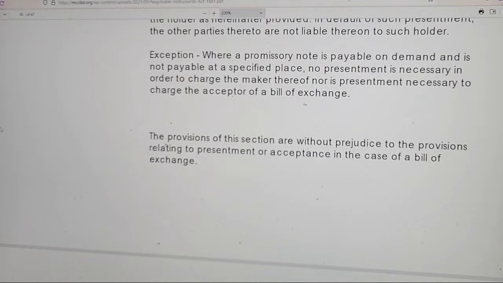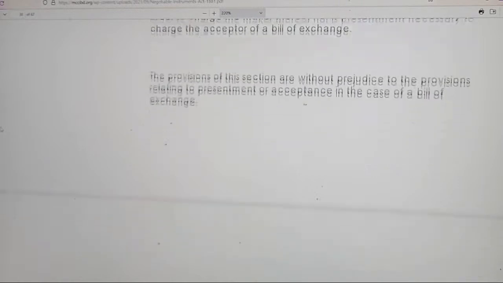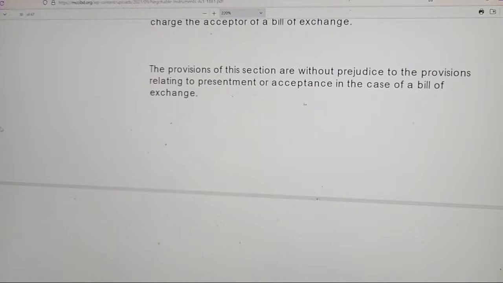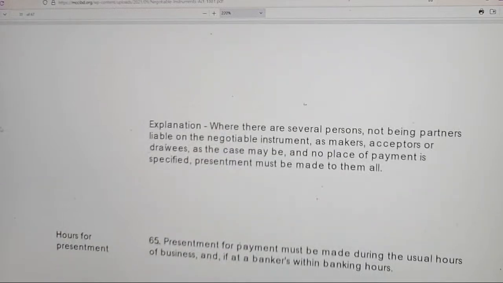Exceptions. Where a promissory note is payable on demand and is not payable at a specific place, no presentment is necessary in order to charge the maker thereof, nor is presentment necessary to charge the acceptor of a bill of exchange. The provisions of this section are without prejudice to the provisions relating to presentment for acceptance in the case of a bill of exchange.